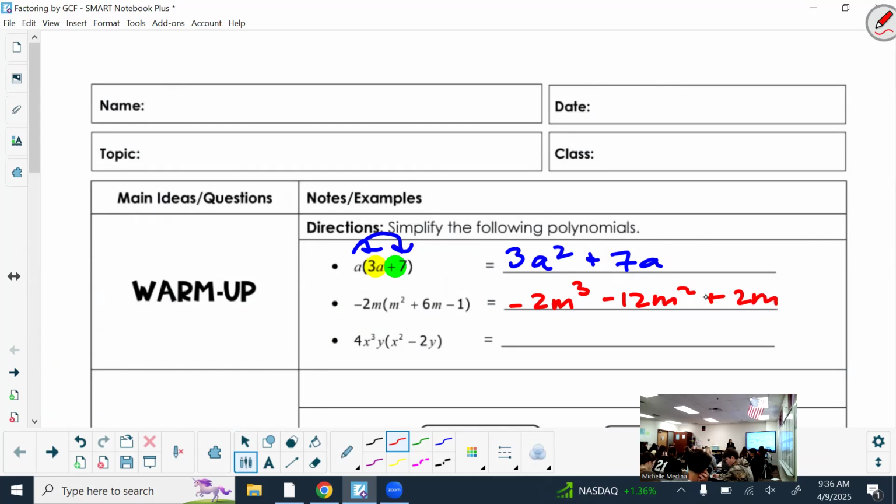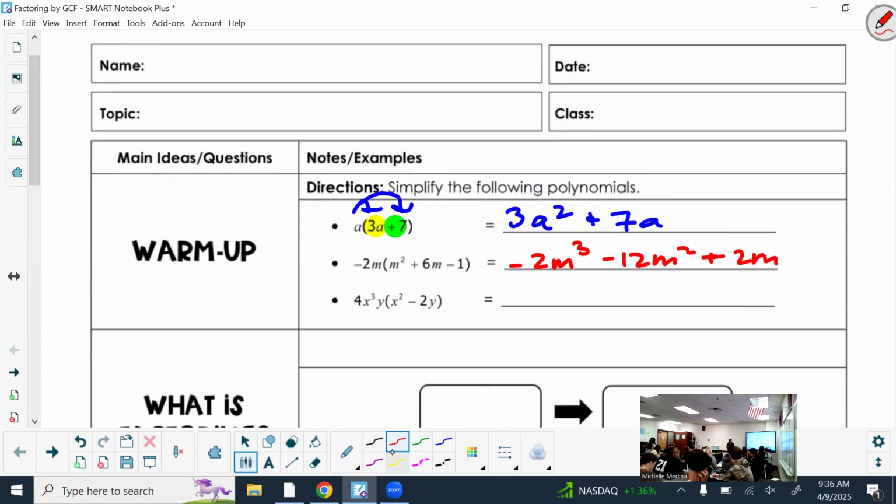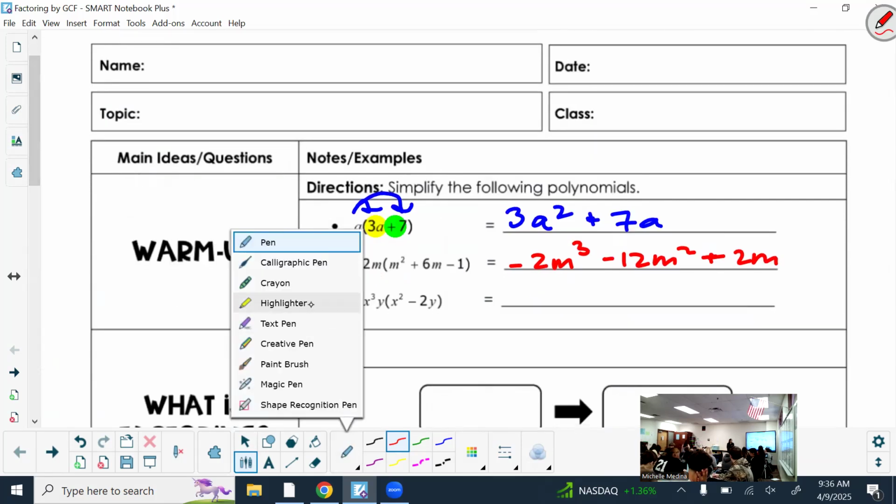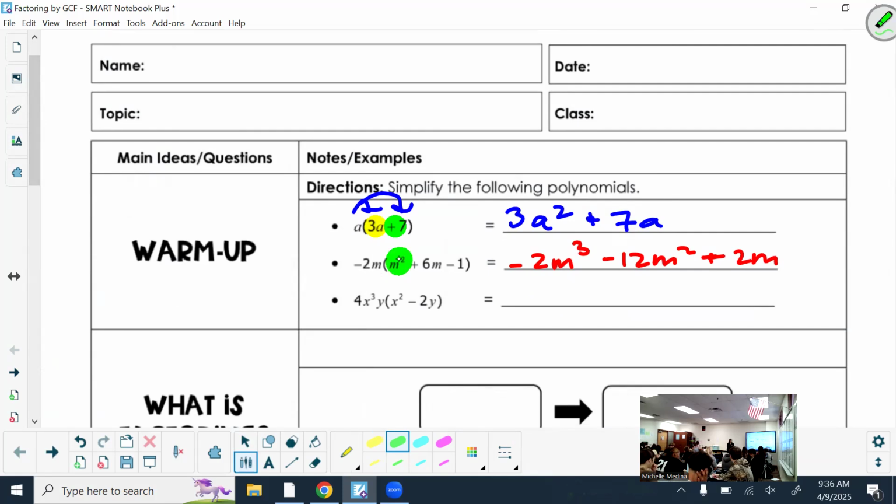But yeah, so class, let's take a look at that one. Inside the parentheses, I have 3 terms. So here's my first one. Here's my second one. And here's my third one. All right. So then I'm taking my outside term, multiplying it by each term separately. The numbers you multiply like normal.